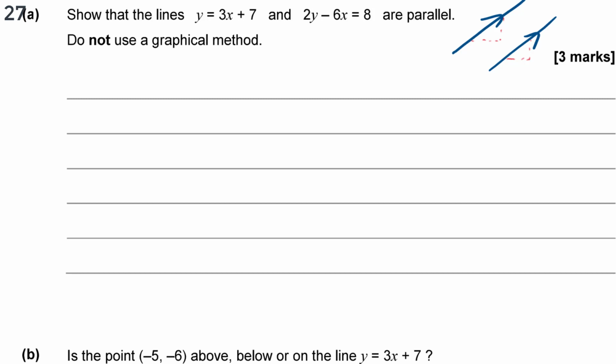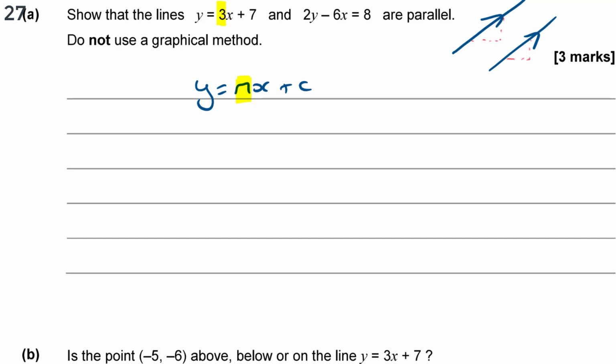Now the first equation, y equals 3x plus 7, that's very easy to see the gradient because it's in the form y equals mx plus c. So if it's in the form y equals mx plus c, then you just really need to read out that number in front of the x, and that is going to be the gradient.